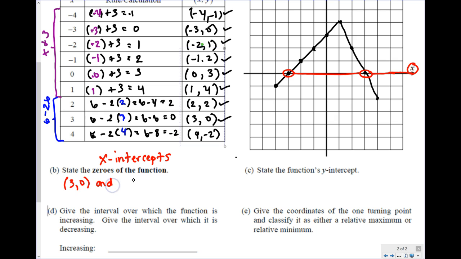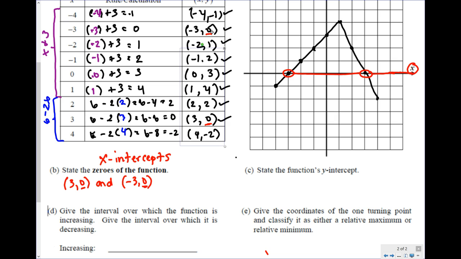and negative 3, 0. Now, I know that easily because I know that an x-intercept is wherever y is 0. So even without looking at the graph, I could have looked at my table here and seen that those were my two x-intercepts. Just because I know that those y values have to be 0 to be an x-intercept.